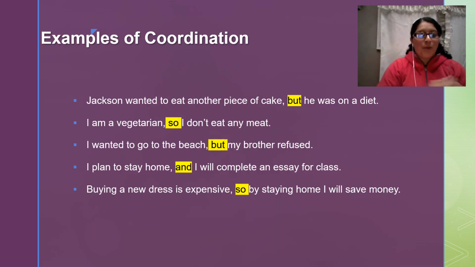For example, Jackson wanted to eat another piece of cake, but he was on a diet. Remember, in this sentence, we only use the connectors but, so, and.